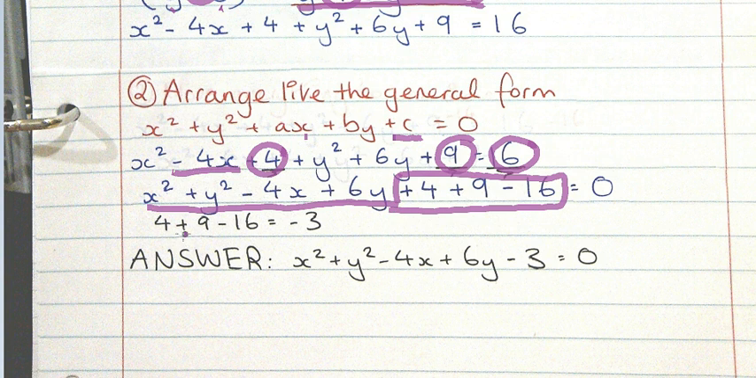There you go. So we have everything done right here, but then we just have to make this into one number. So 4 plus 9 subtract 16 equals negative 3. So our answer would be this and negative 3. There you go. x squared plus y squared minus 4x plus 6y minus 3 equals 0. And we're done. This is how you do it.